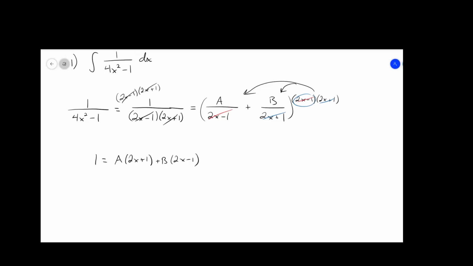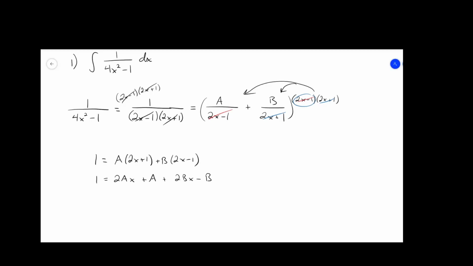Okay, now the first way of doing this is what's called equating coefficients. This way works pretty well. In fact, it works every time if you want to do it this way. There's another method as well that I'll show you in a second here, but this just means you distribute everything. So you're going to get 2ax plus a plus 2bx minus b.